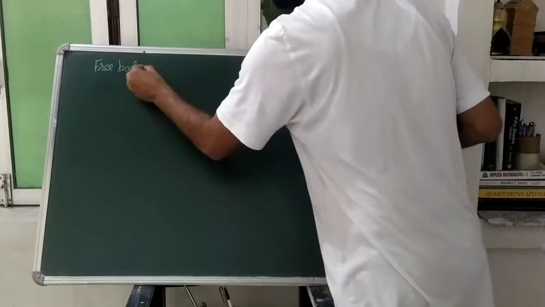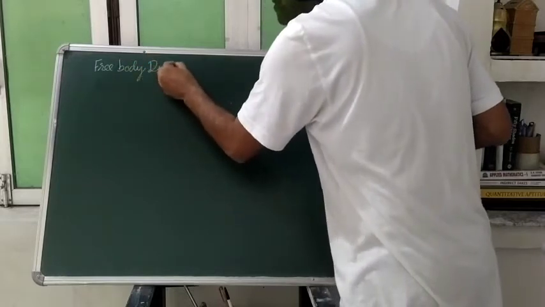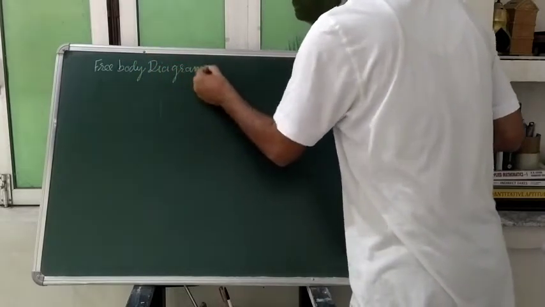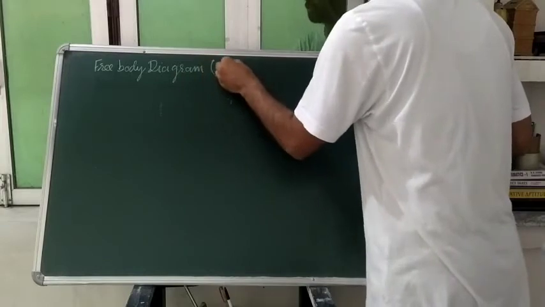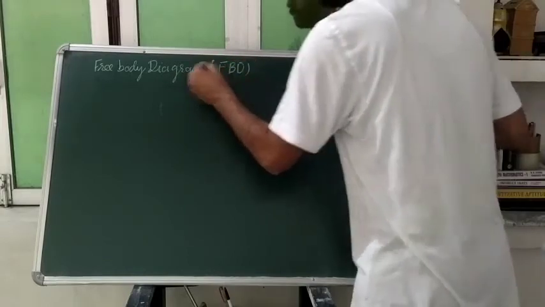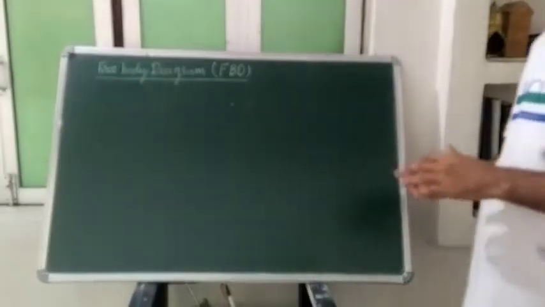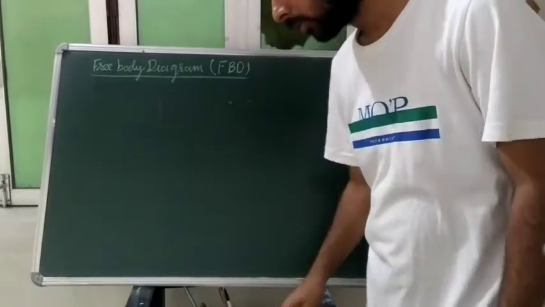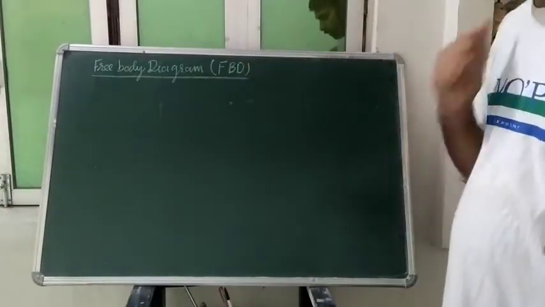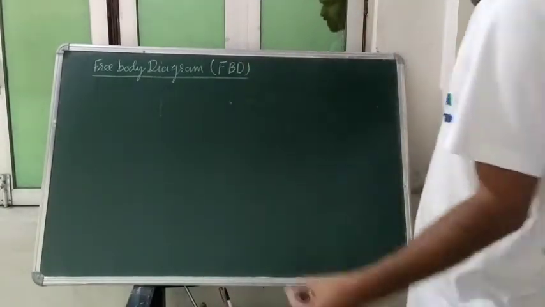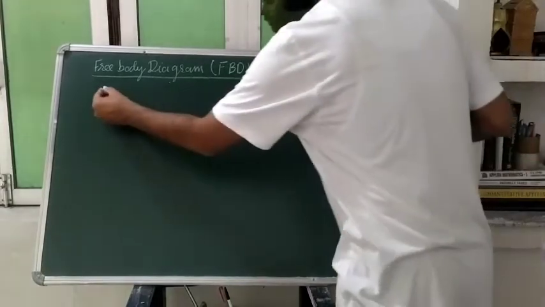Free body diagram. Okay, we can abbreviate it as FBD. If anyone is asking you what is the FBD, he is asking what is the free body diagram of the given picture. So in physics, first we should know the definition of it.